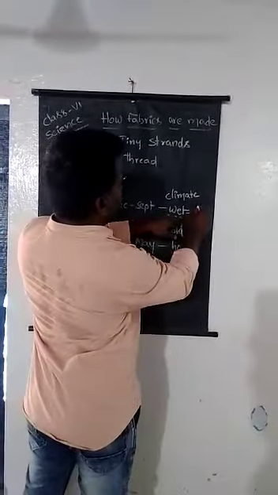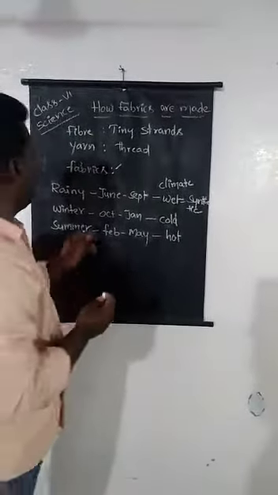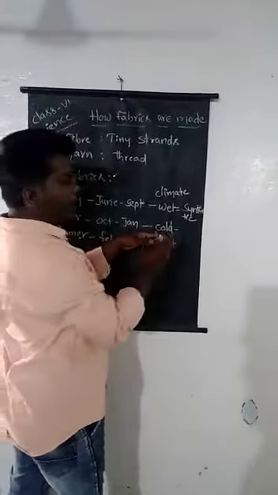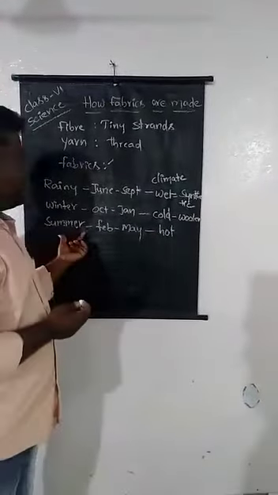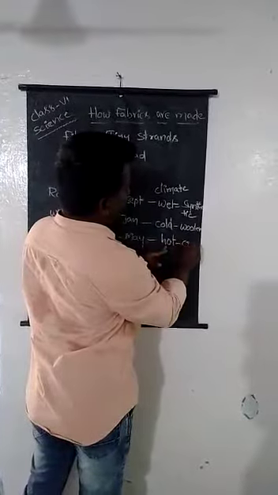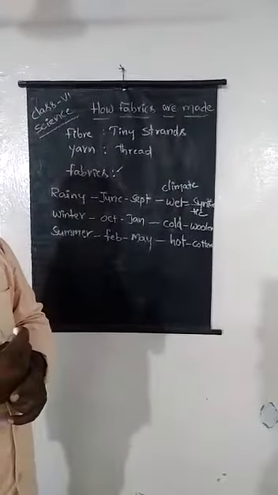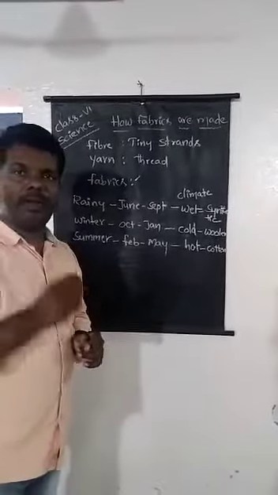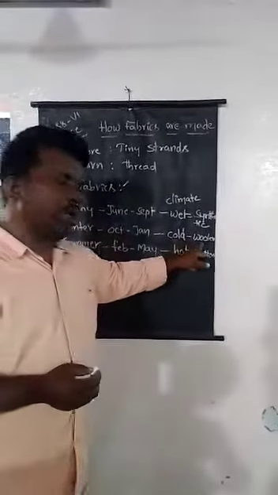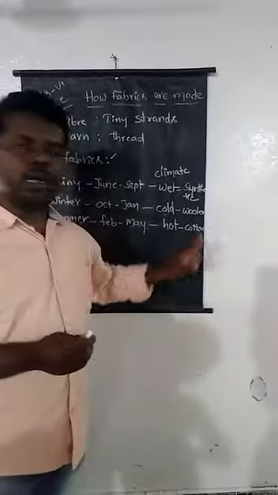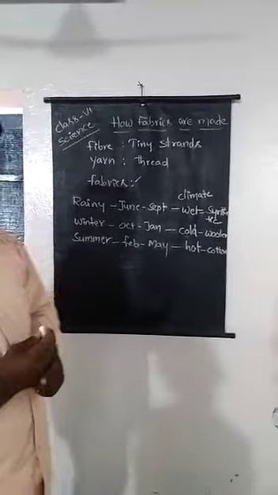In the rainy season, we wear synthetic clothes. In the winter season, we protect ourselves from cold when we wear woolen fabric. And in the summer season, most people wear cotton fabric. So these are the different types of fabrics observed in India: in the rainy season we wear synthetic clothes, in winter woolen fabrics, and in summer cotton fabric. These are the different types of fabrics observed in different weather conditions.